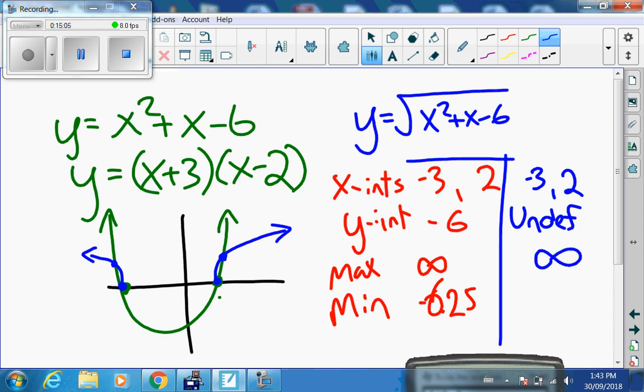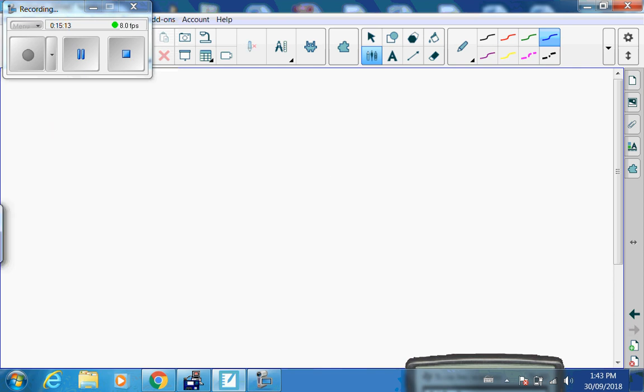So the maximum value is again infinity. It's just going to keep going up forever, slowly but surely. And the minimum value is now 0. And what other things do they want us to know about that? Nothing. Okay, so now we're on to example 3.